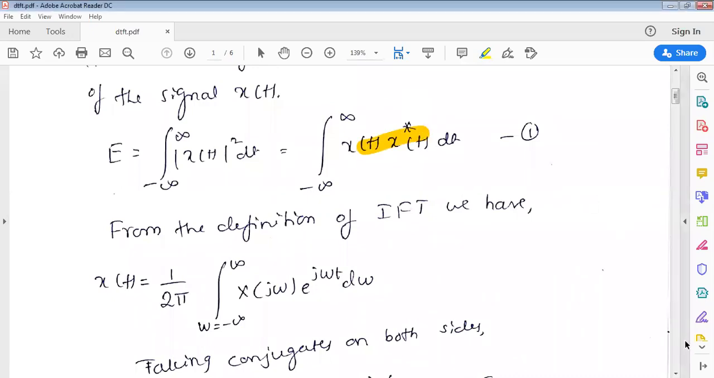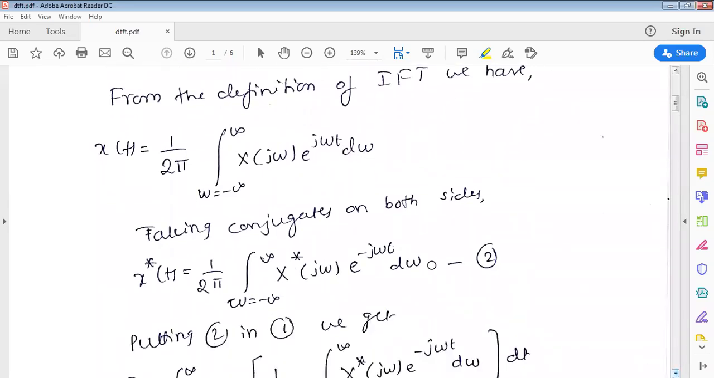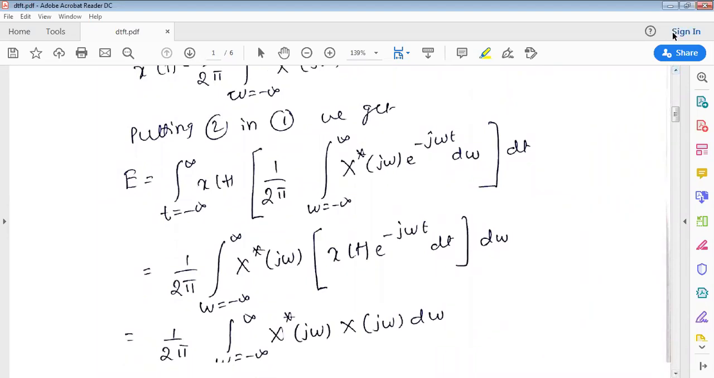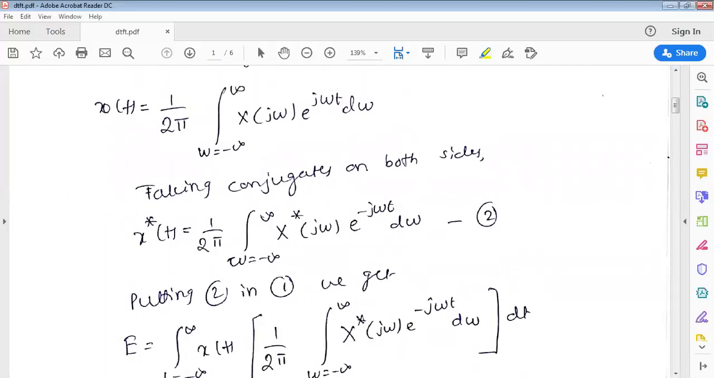Yes, sir. Okay. Once you proceed further, I will write x of t as an inverse Fourier transform: 1 by 2 pi integral from minus infinity to plus infinity of X of j omega into e power j omega t with respect to omega. This is the definition of inverse Fourier transform. Once you do this, I'll take the conjugate. Why should I take the conjugate? Because I have written x of t into x star of t, but what I need is x star of t. Therefore, I'll take the complex conjugate, so x of t translates to x star of t.